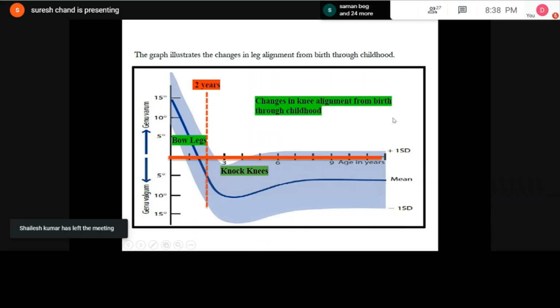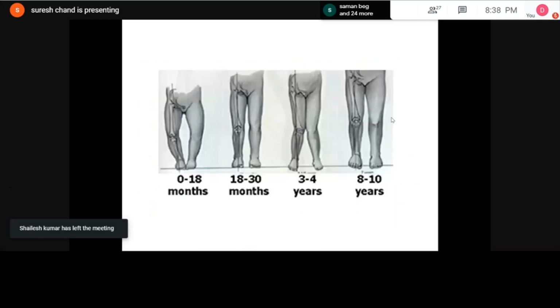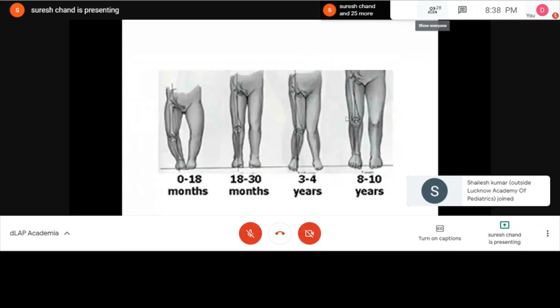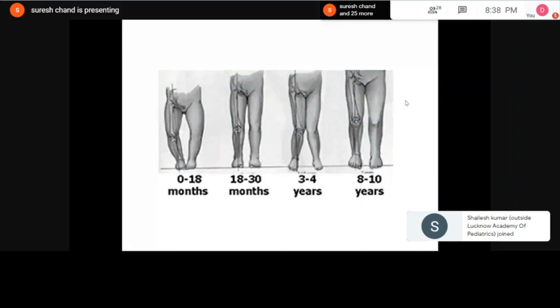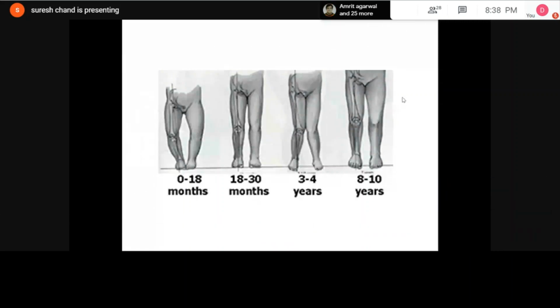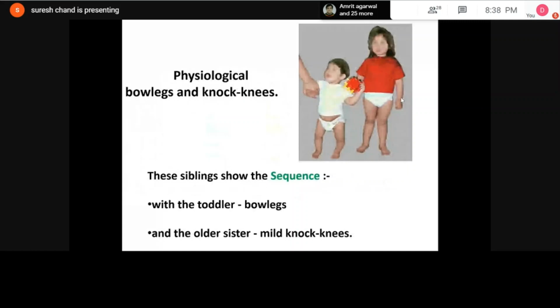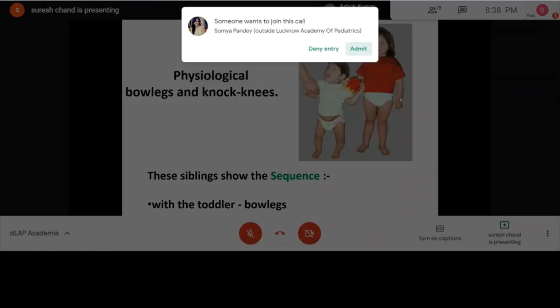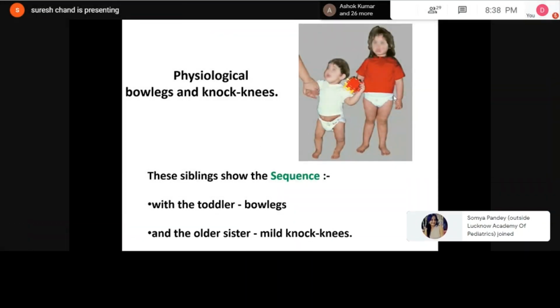At around 18 months it is varus, then it changes to straightening in further years, then at 3 to 4 years it might be in maximum valgus, then it comes back to normal adult valgus, which is around 7 to 10 years of age. So this picture again shows the same sequence of normal physiology in two siblings. The first one has bow legs, but the older sibling has passed on to the physiological knock knee. So this is the normal sequence in the normal growth of a child.